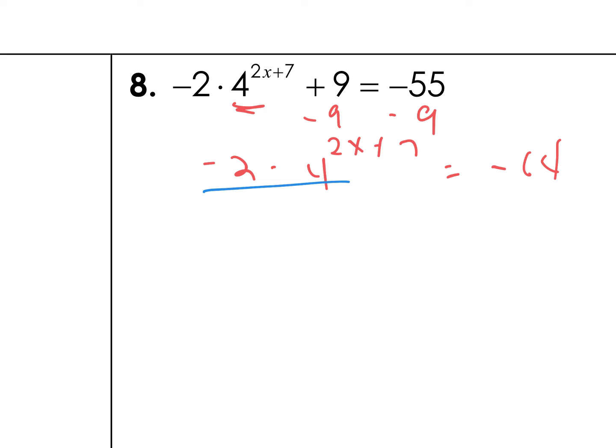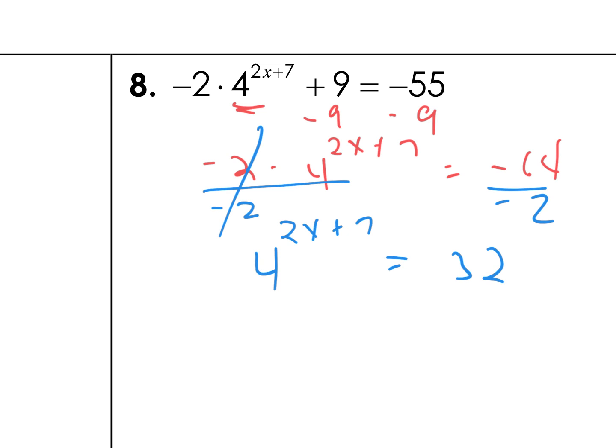Yeah, divide both sides by that negative 2. Now I have a problem that is easy to do. 4 to the 2x plus 7 has to be equal to how much? 32.